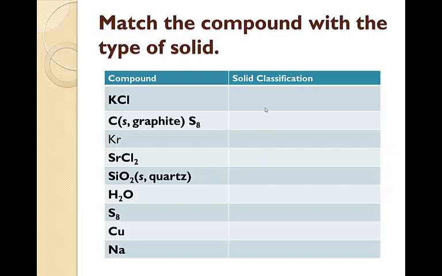So let's go through an example. KCl is an ionic compound, so its solid classification is ionic. Carbon in the form of graphite is made of atoms bonded together by covalent bonds. So therefore, it's considered network covalent.